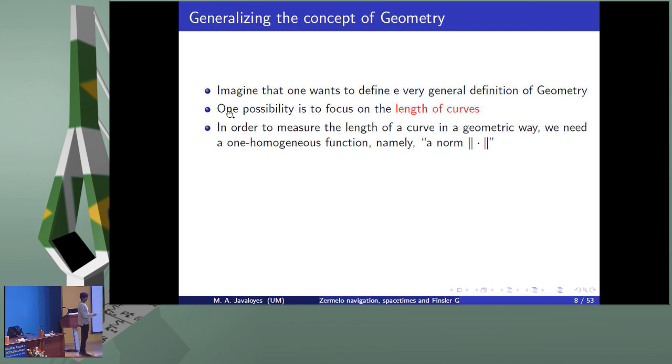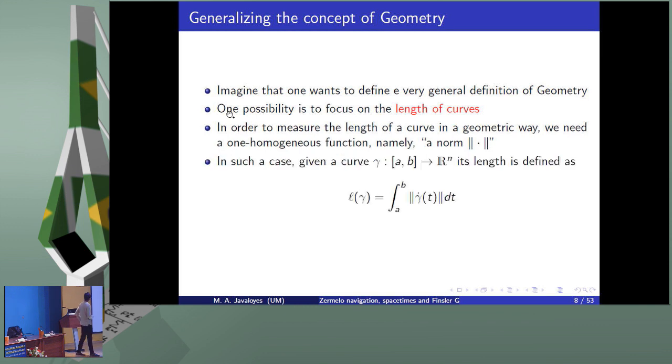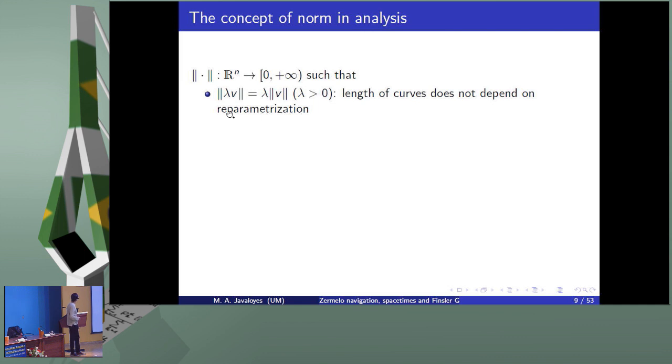Because if you want to measure the curves in such a way that the measure does not depend on parameterization, you need something which is homogeneous. In such a case, the length is just the integral of the norm of the velocity of the curve. So let's recall the definition of norm in analysis.